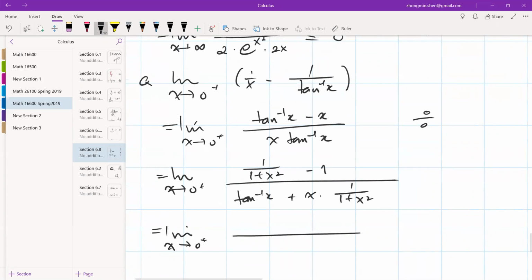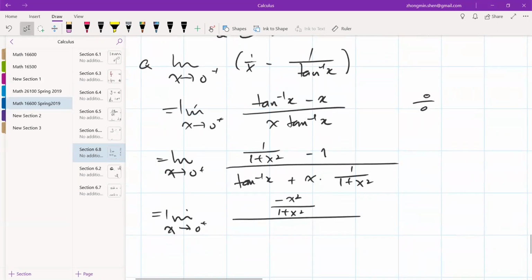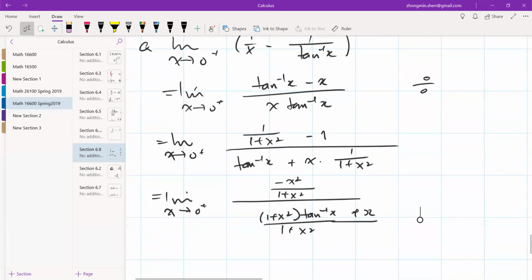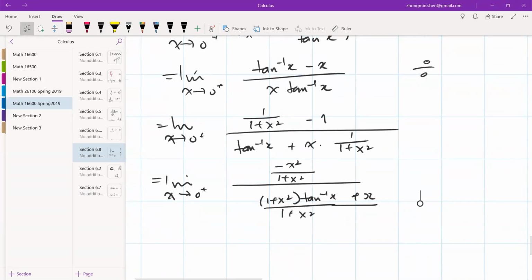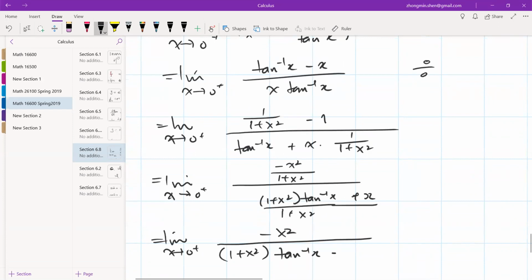So after you simplify, the numerator is negative x squared over 1 plus x squared. The denominator, we have to combine them. You also get 1 plus x squared times arctangent x plus x. So after you simplify, get rid of 1 plus x squared, you will get something like this.